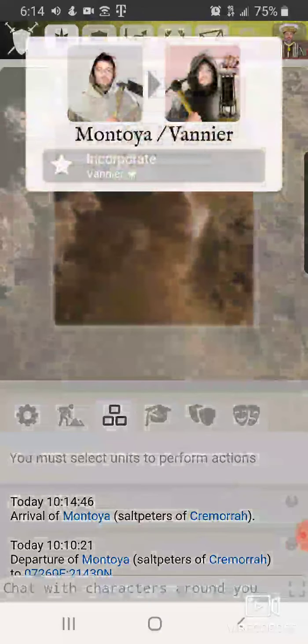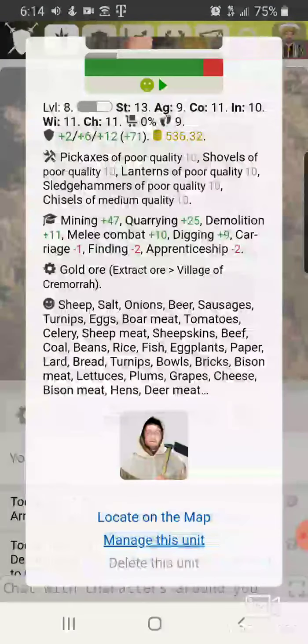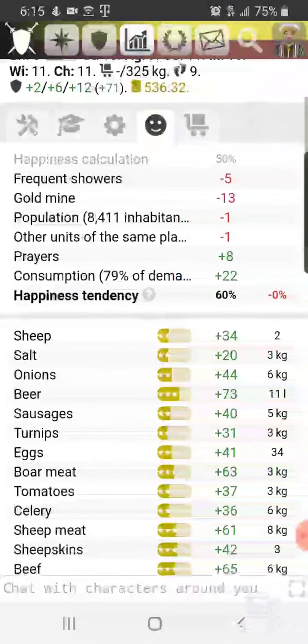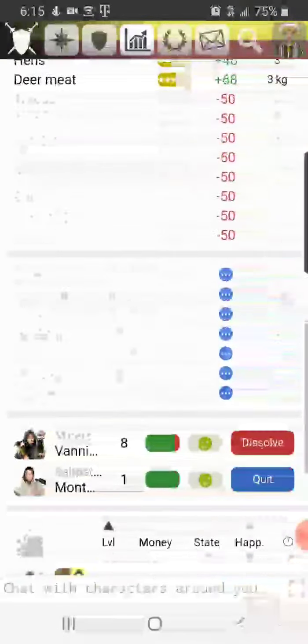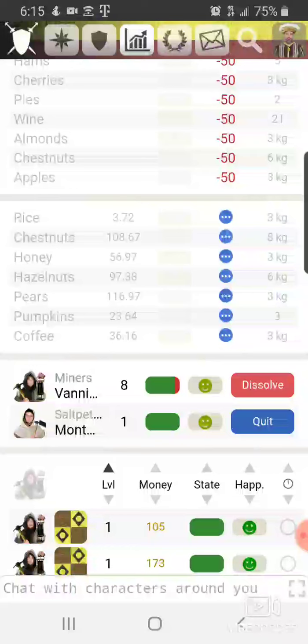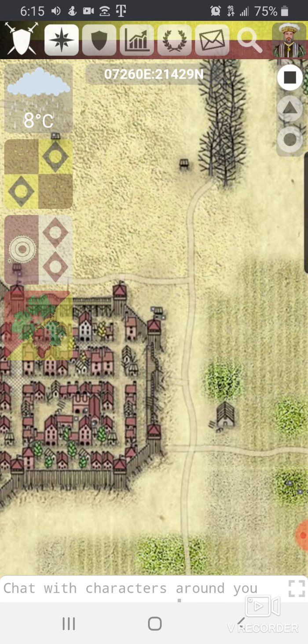I'll just click and drag, incorporate, and he will help him mine. Though I don't want to do that because that's bad. That'll ruin the quality. Management, somewhere. Oh, farther down, sorry. And I can just dissolve that. Back to the map. Further out.